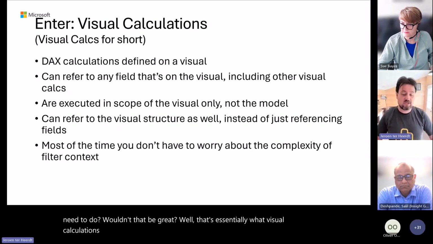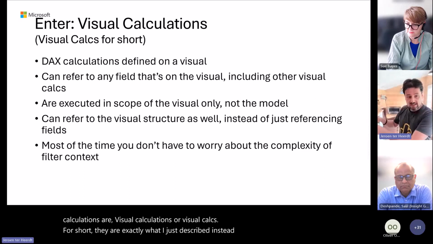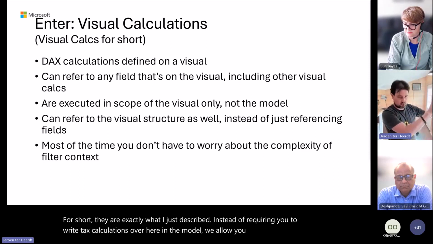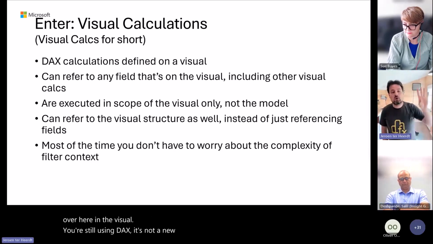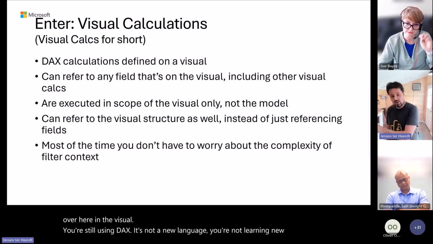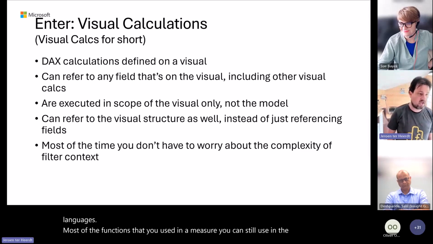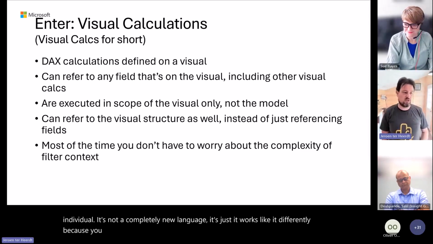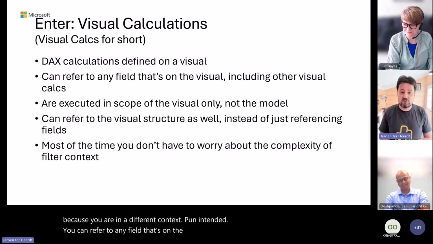Visual calculations, or visual calcs for short, are exactly what I just described. Instead of requiring you to write DAX calculations over here in the model, we allow you to write calculations over here in the visual. You're still using DAX. It's not a new language. You're not learning new languages. Most of the functions that you used in the measure, you can still use in the visual. It just works slightly differently because you are in a different context, pun intended. You can refer to any field that's on the visual, including other visual calcs.